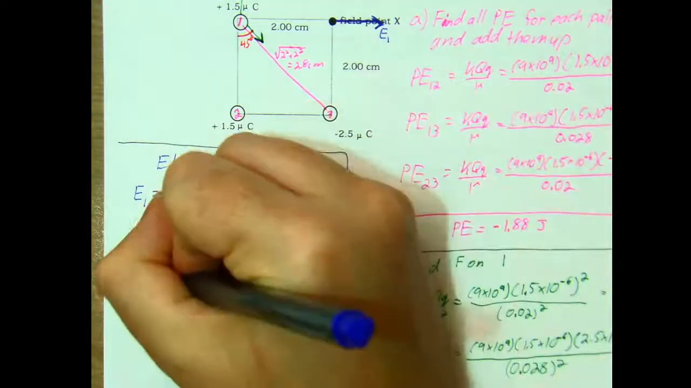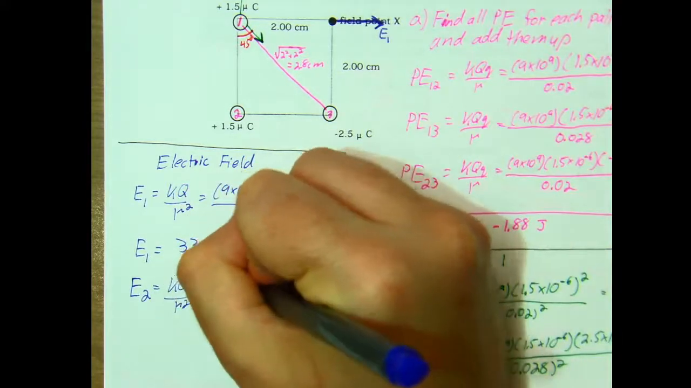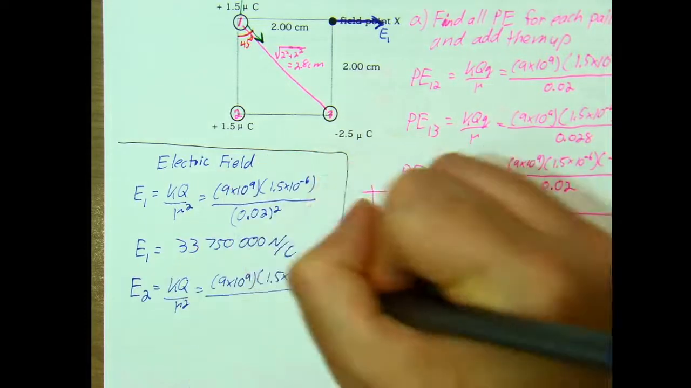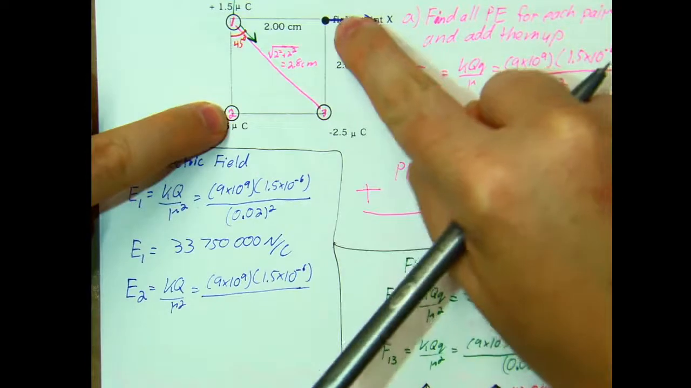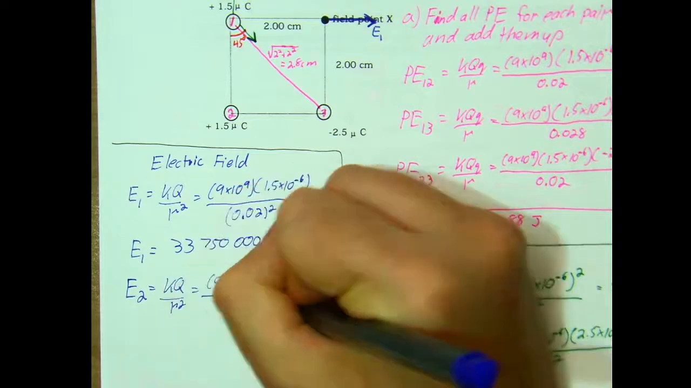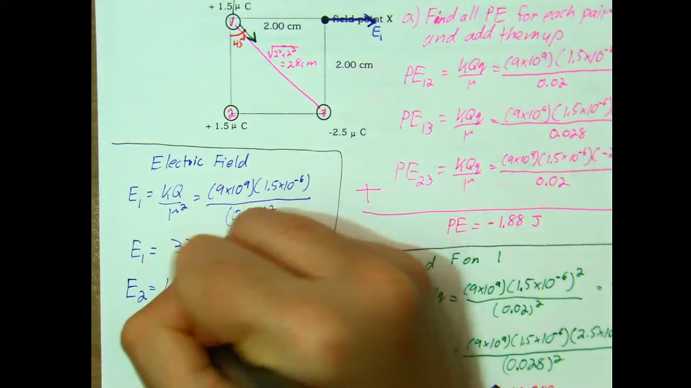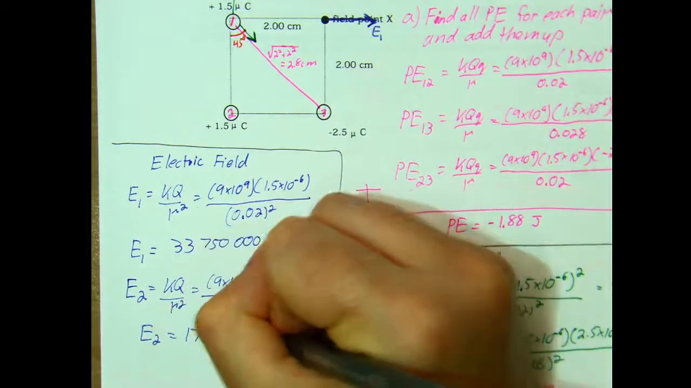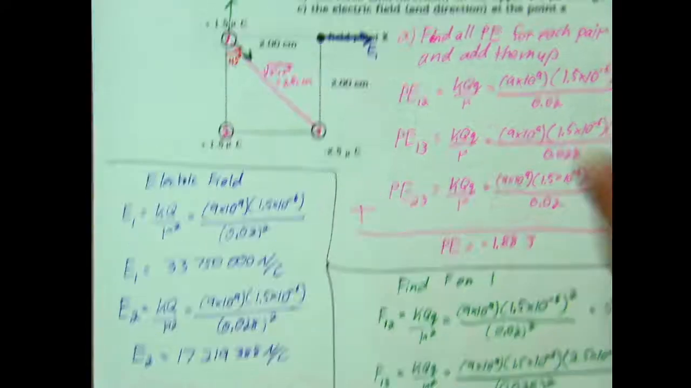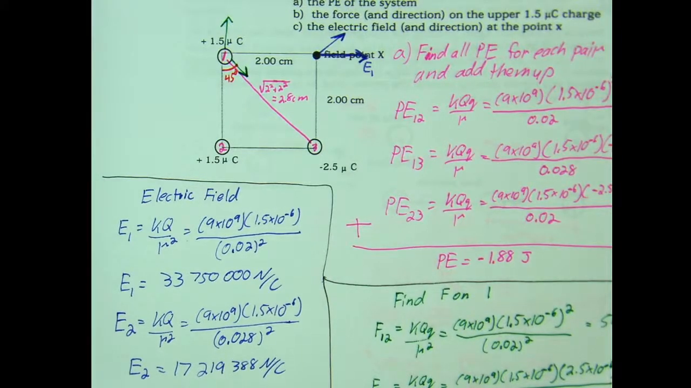E from 2, kq over r squared. So that's going to be 9 times 10 to the 9. The charge is the same, but the distance is different. Now we want the distance from here to here. Well, it's a square, so that's just going to be 0.028 meters. Square that, and we find that E2 is 17,219,388 newtons per coulomb. And it's going up that way. There's E2.